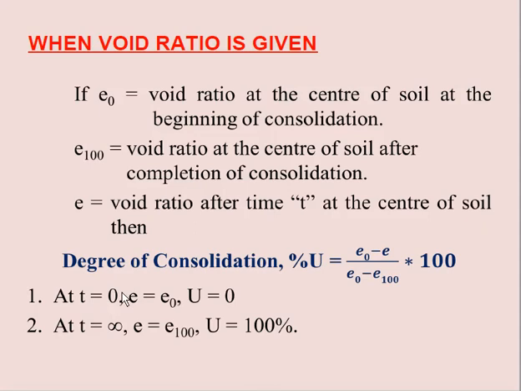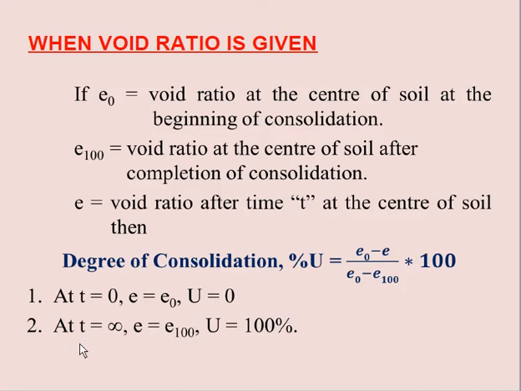So what will be the value of e, that is, e at time t equal to 0, before the start of the consolidation? So e will be equal to e naught, because e naught is the void ratio at the beginning of consolidation. So at the beginning, time will be 0, so e is equal to e naught. If we substitute e as e naught, this will be equal to 0, that is, the degree of consolidation is 0. Initially the degree of consolidation is 0 because it is before the start of consolidation. Okay, so this equation is clear.